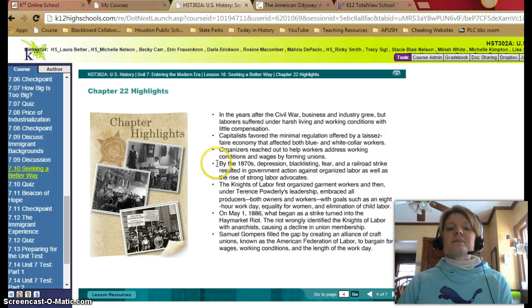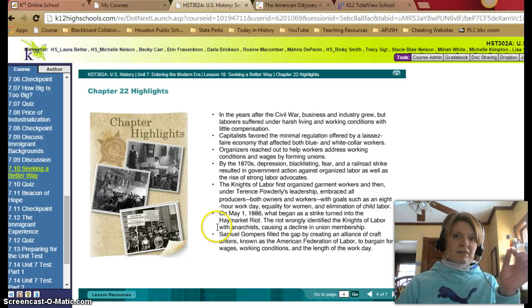By the 1870s, depression, blacklisting, fear, and a railroad strike resulted in government action against organized labor, as well as the rise of strong labor advocates. The Knights of Labor first organized garment workers and then under Terence Powderly's leadership embraced all producers, both owners and workers, with goals such as 8-hour workday, equality for women, and elimination of child labor. On May 1st, 1866, what began as a strike turned into the Haymarket Riot. The riot wrongly identified the Knights of Labor with anarchists, causing a decline in union membership.